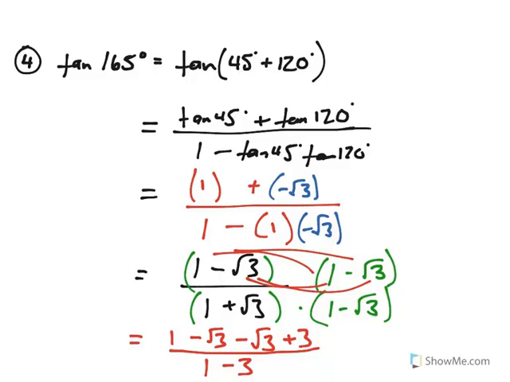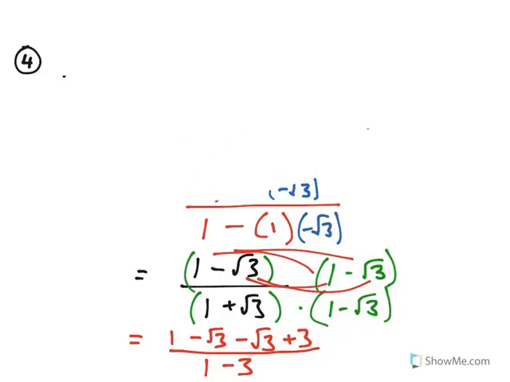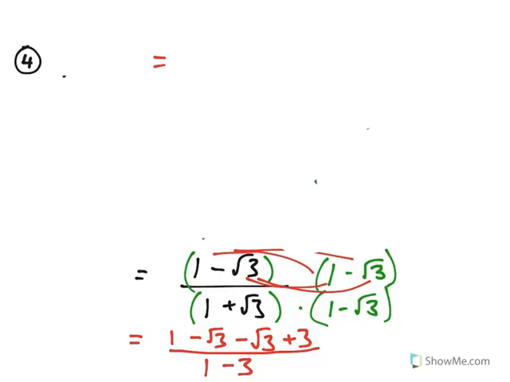That reduces. Don't erase your work. I'm running out of space. I'm going to throw this to the top of my page here. 1 plus 3 is 4. Minus square root of 3 and minus square root of 3 is minus 2 square roots of 3. Our denominator, 1 minus 3, is negative 2.